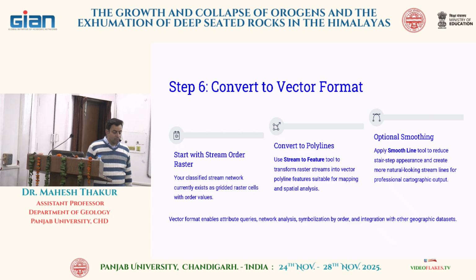Because we are working in raster, in raster you can have these cells that look like a stream. Sometimes that is not true. So that is why we need to do some kind of smoothing so that it looks natural. So vector format enables attribute queries, network analysis, symbolizing by order, and integrating with other geographic datasets.